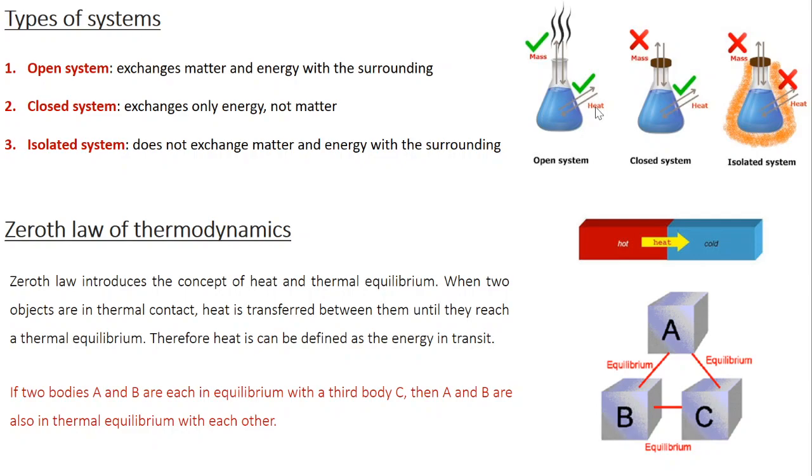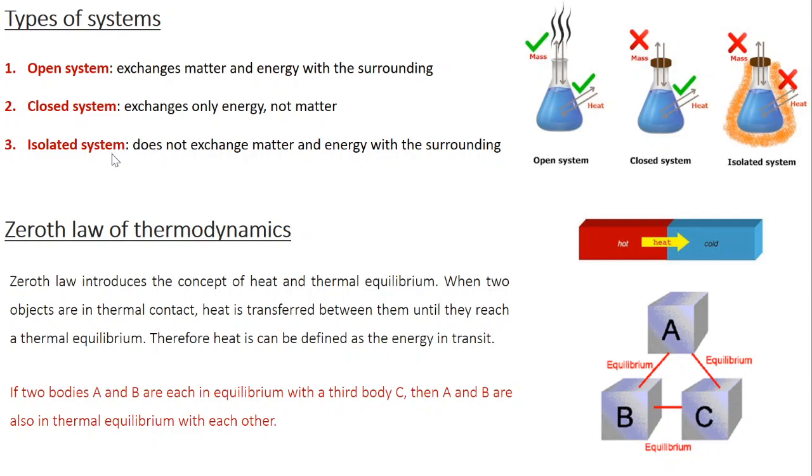So exchange of mass and heat both happen here, and this is the example of an open system. On the other hand, if you close this flask, what happens? Water vapor no more escapes from the system, so exchange of mass is prohibited, but only heat is transferred between the system and surroundings. So this is a case of a closed system, which exchanges only energy and not matter.